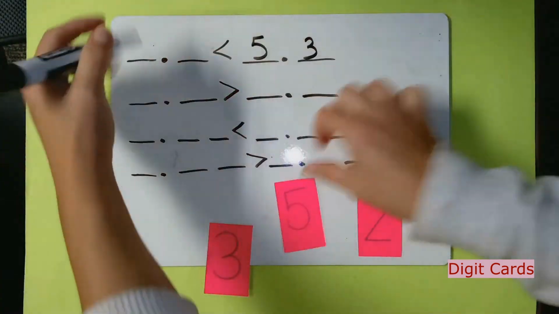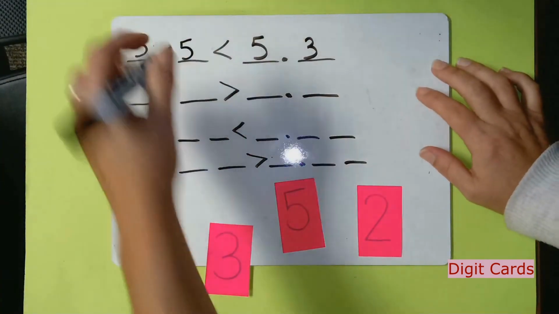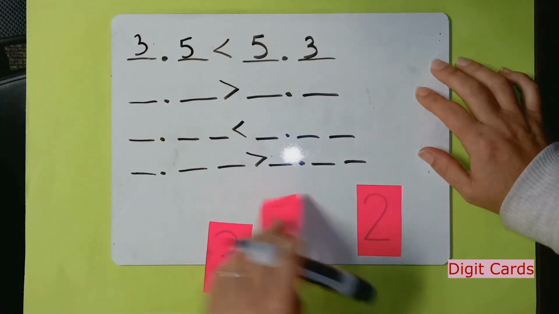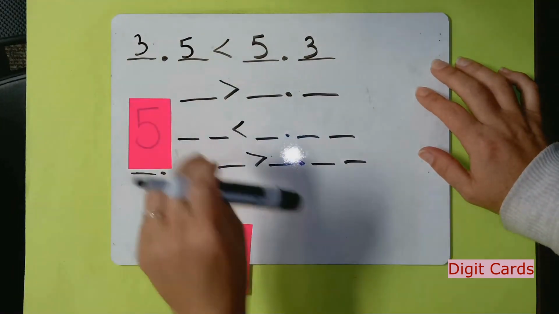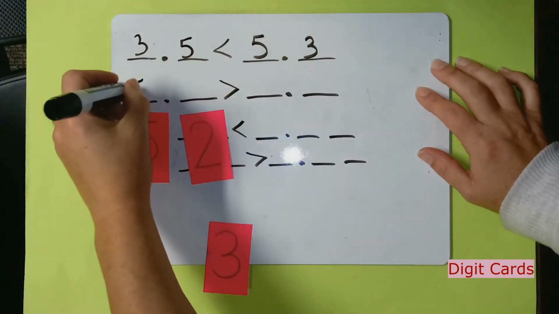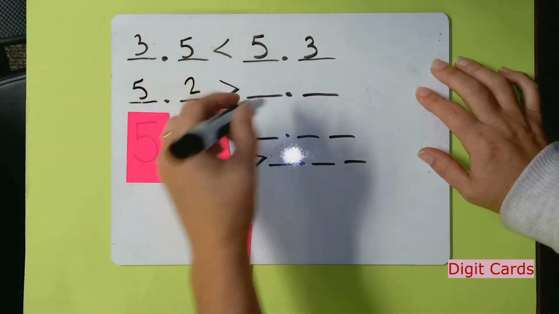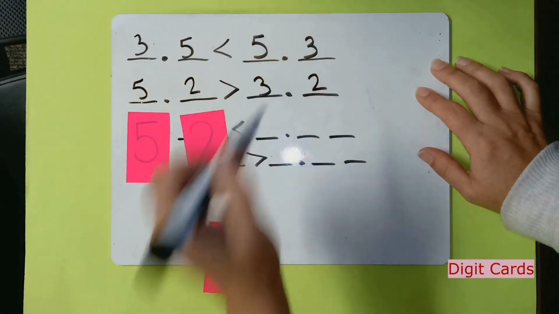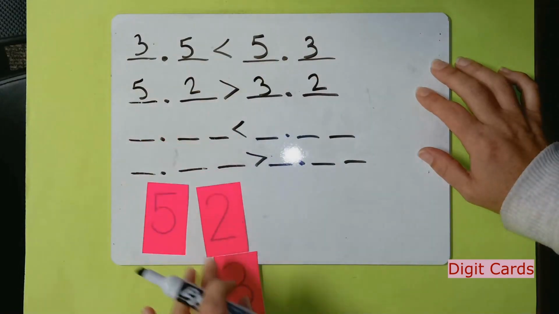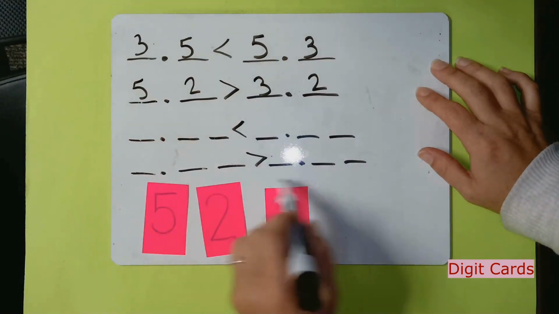You could scaffold back by only including decimals with tenths or only decimals with hundredths before students are ready for that thousands place value. But this is a really good activity because, again, students have to rely on place value as well as know what that symbol represents.